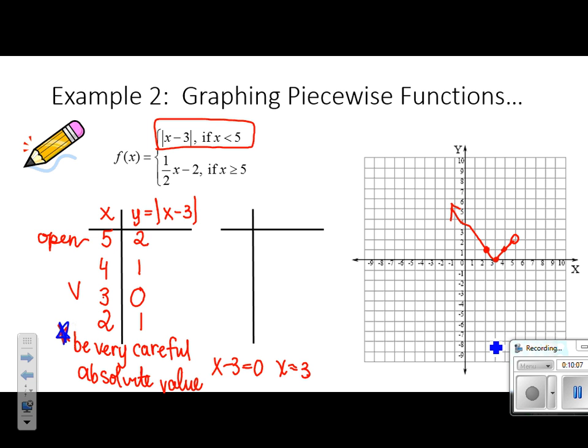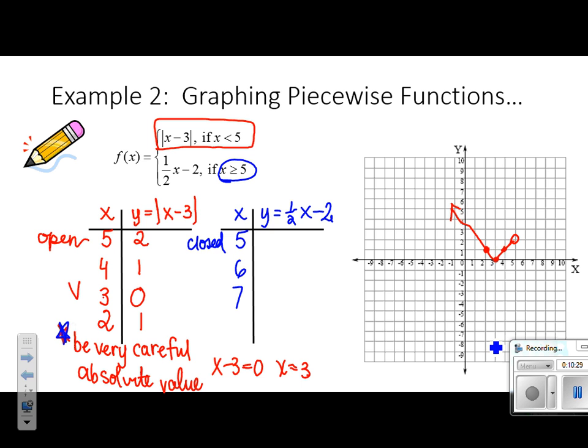Now the next one is just a line, and I know this because it doesn't have any absolute value symbols. So y equals 1/2 x minus 2. I'm going to plug in values that are greater than or equal to 5. So that's going to be a closed circle at 5, and we'll do 6 and 7.